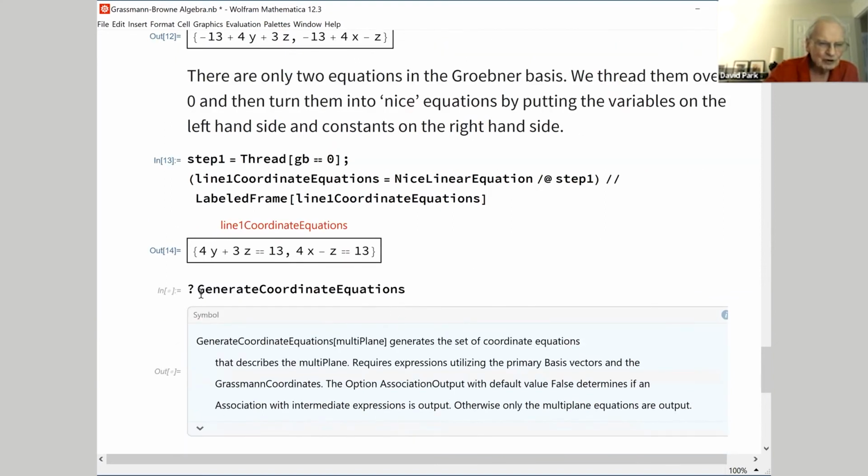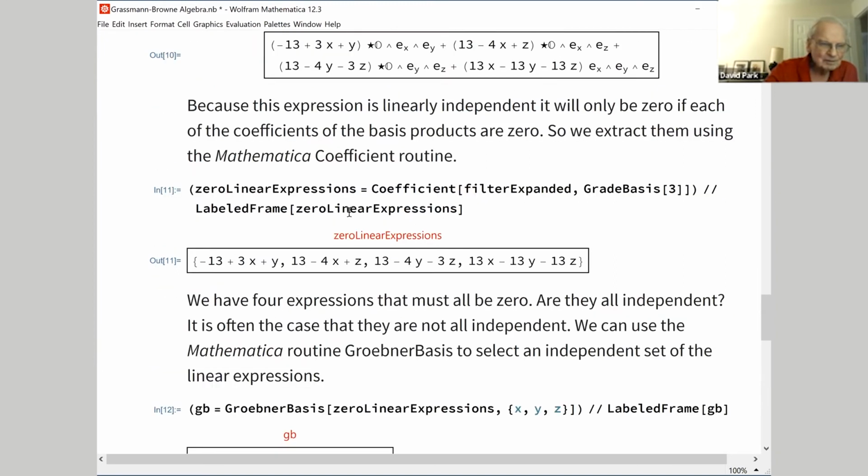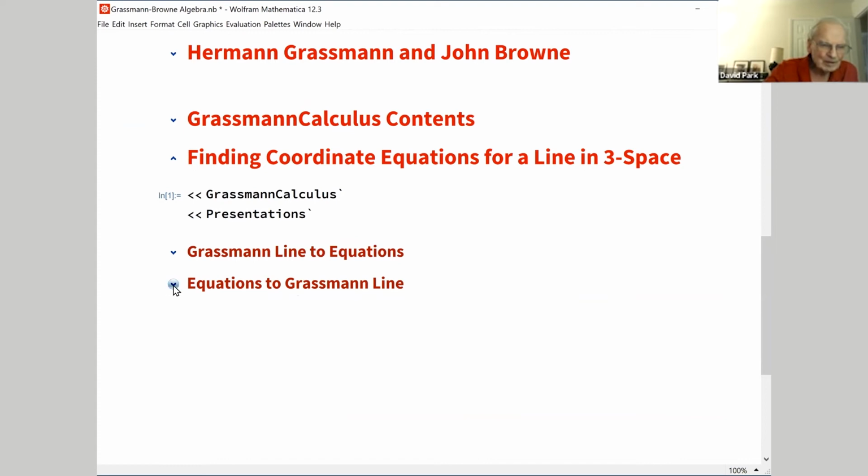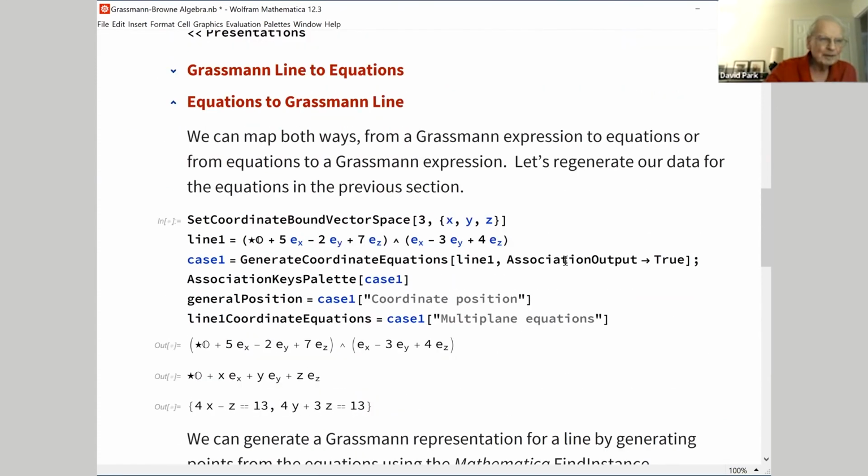And I wrote a routine called generate coordinate equations, which will solve these kinds of problems. So now let me close this and look at the other side here. We can map both ways from a Grassmann expression to equations, or from equations to a Grassmann expression. Let's regenerate our data for the equations in the previous section. I do this using generate coordinate equations.